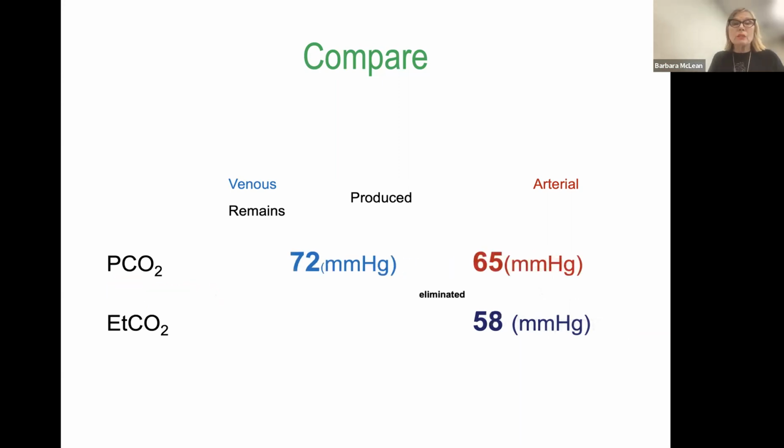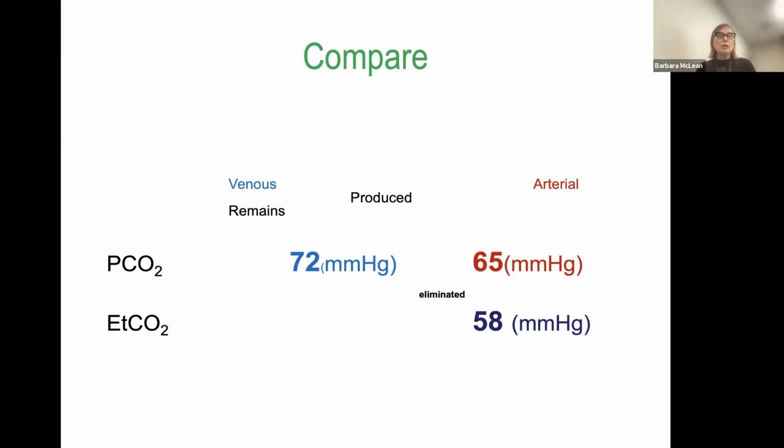So we're now going to look at this patient whose venous CO2 is 72. So that's really high. It should be 40 to 50. It's 72. That's really high. Arterial CO2 is also really high. So the problem really isn't production, because I still have a lot of CO2 in my arterial bed. And when I look at it, end-tidal CO2 is 58. End-tidal is up, arterial is up.